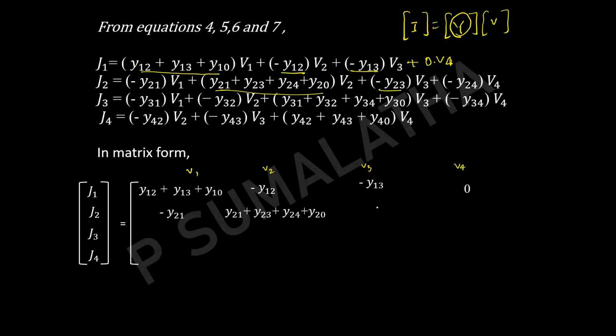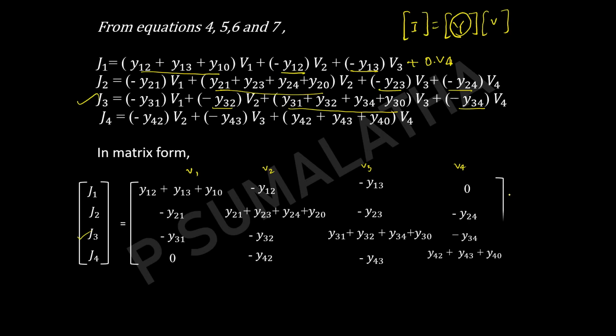Next one is minus Y23. Next one is minus Y24. Now coming to the third current, V1 is equal to minus Y31, V2 is minus Y32, V3 is this term and V4 is minus Y34. If you look here, the V1 term is missing, so V1 will be 0 and the rest of the values you can fill as they are into V1, V2, V3 and V4.